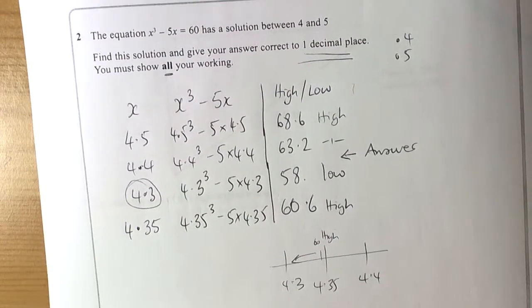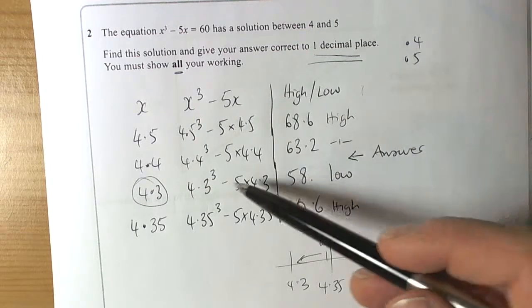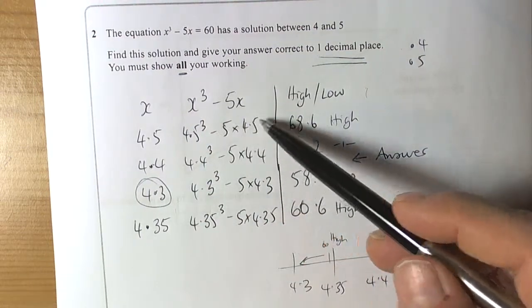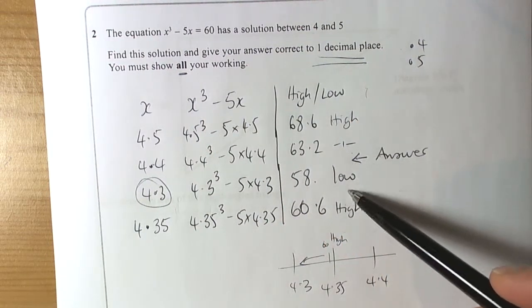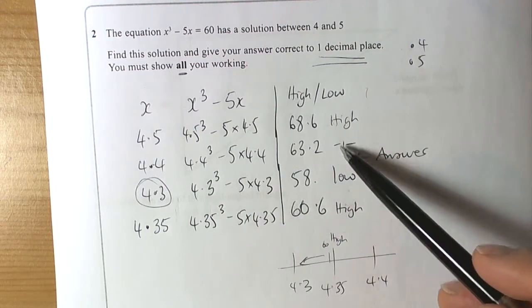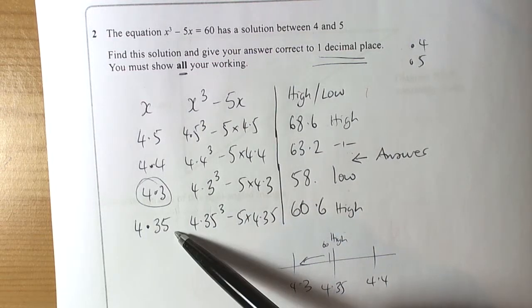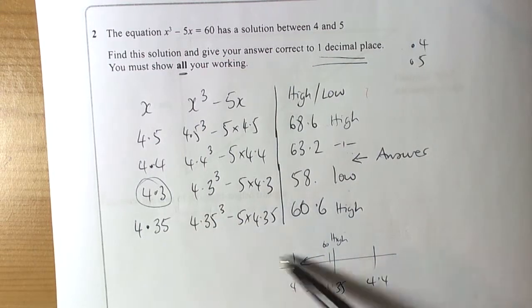So that's an example of trial and improvement. Try the numbers until you get something that's high and low. Once you find out where you are high and low, then you try the one that's halfway between to the accuracy that they wanted to in the question.